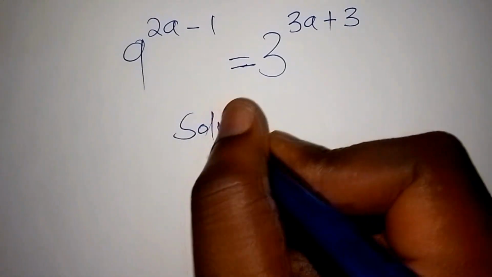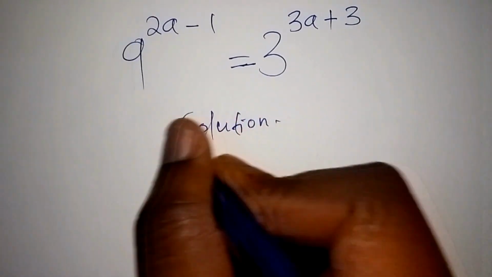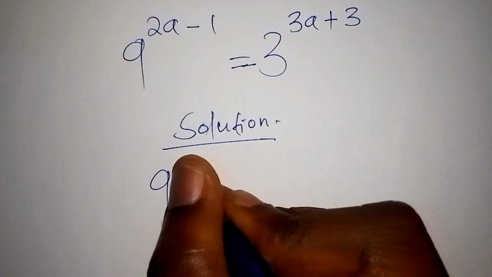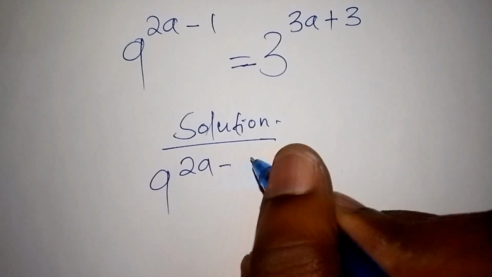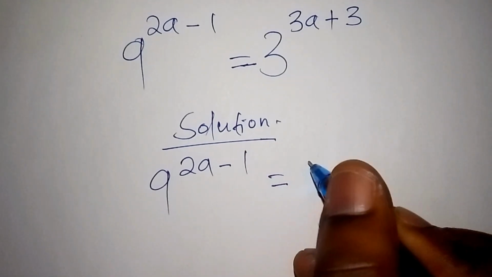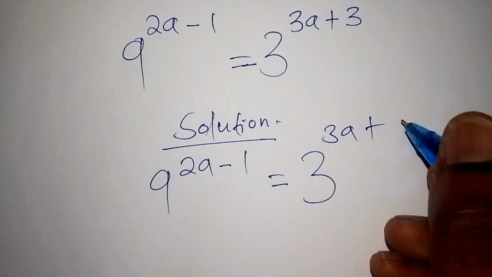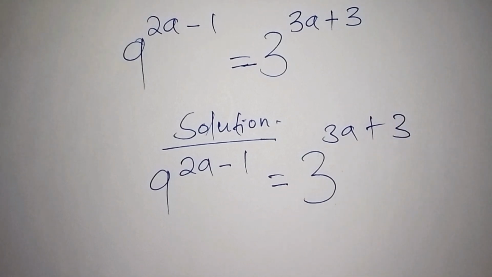So on our solution, this is the maths problem that we have. We have 9 to the power of 2a minus 1 is equal to 3 to the power of 3a plus 3. So how do we go about this maths problem? This is how we go about it.